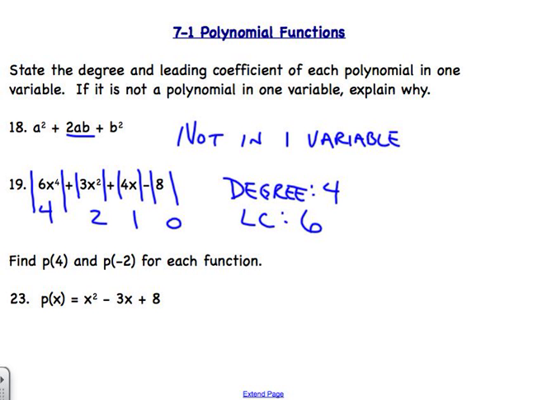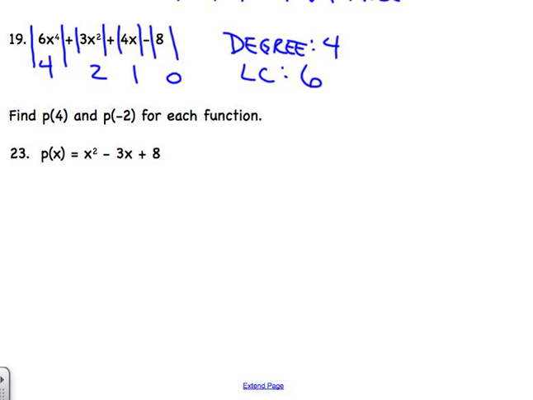With these polynomials, we can also evaluate at certain values. In number 23, we want to figure out what p of 4 is and what p of negative 2 will equal. So the first thing we can figure out is p of 4. Wherever there was an x, I'm now going to put in a 4.